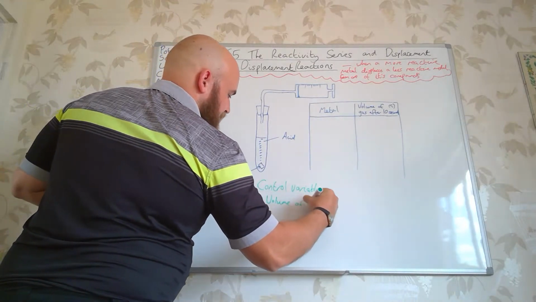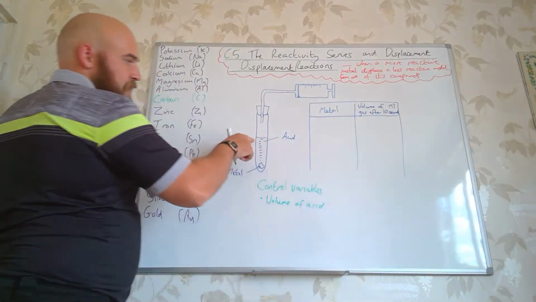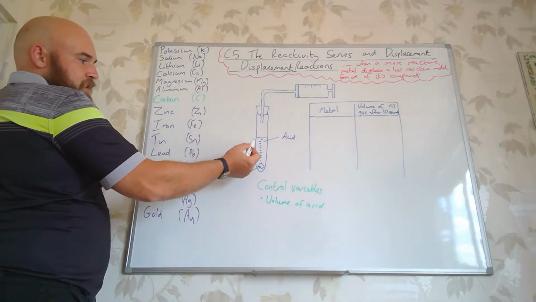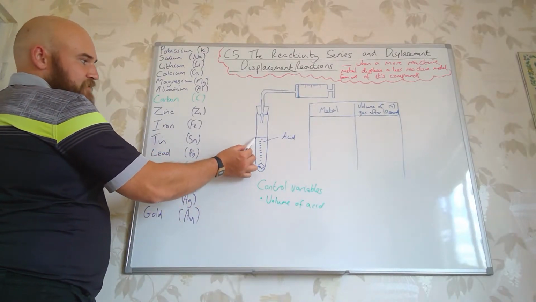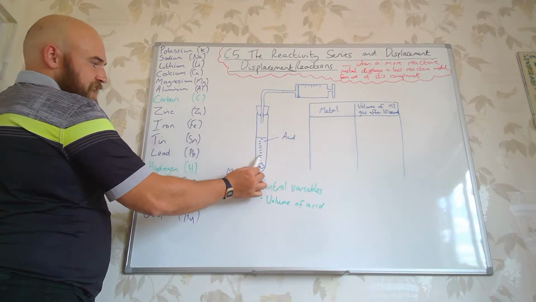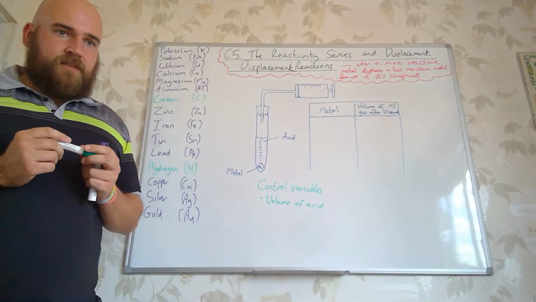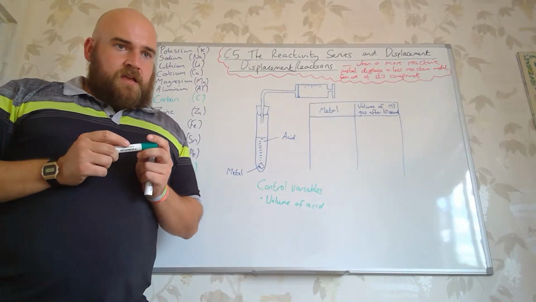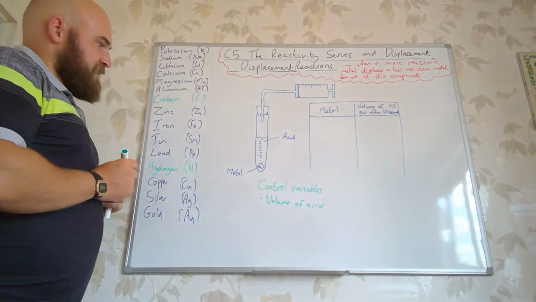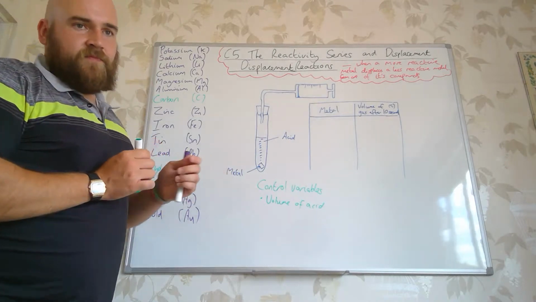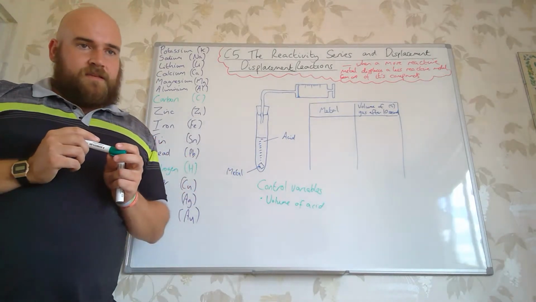So the volume of acid, so that's how deep the acid is in this test tube. If I use that much acid for zinc, but then I use this much acid for lead, it's not going to give me valid results. So yeah, we've got the same volume of the acid. Anything about the metal that you think we need to keep the same?